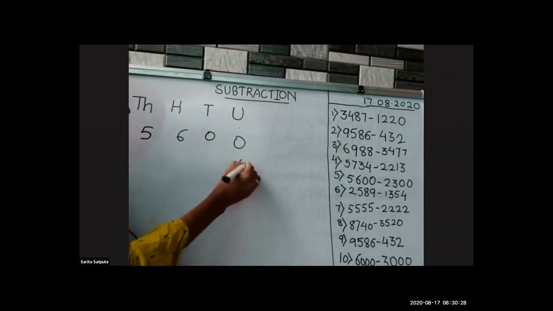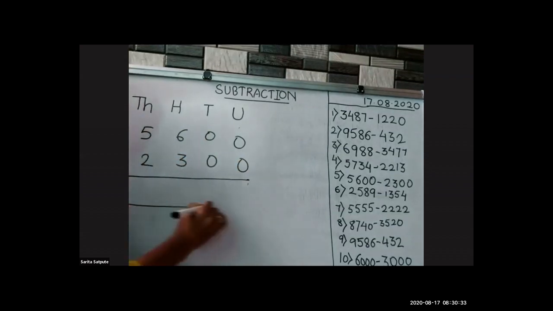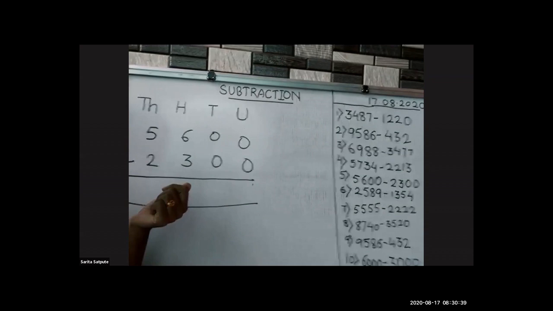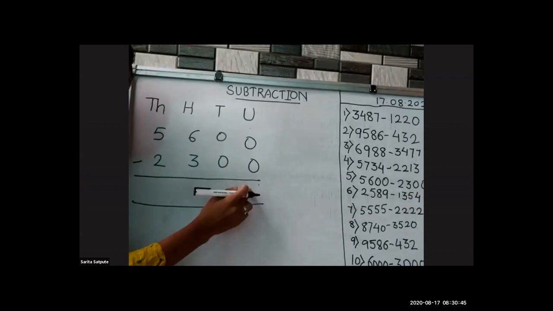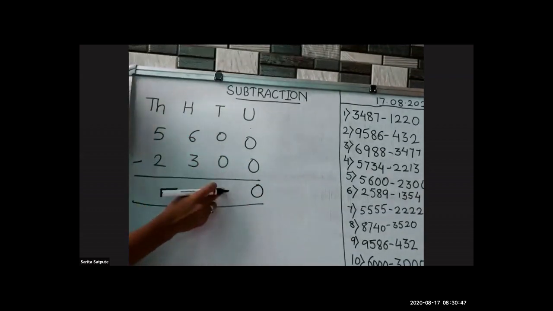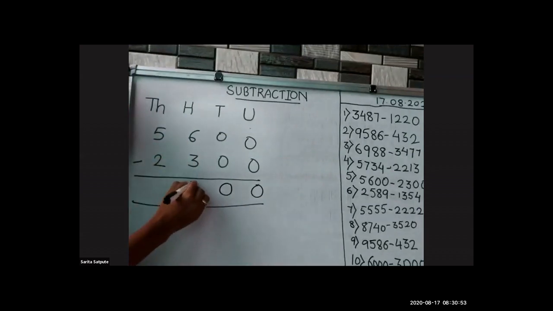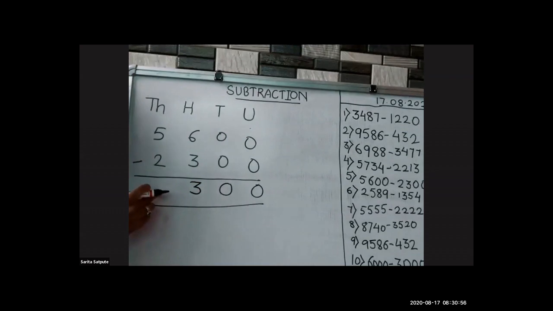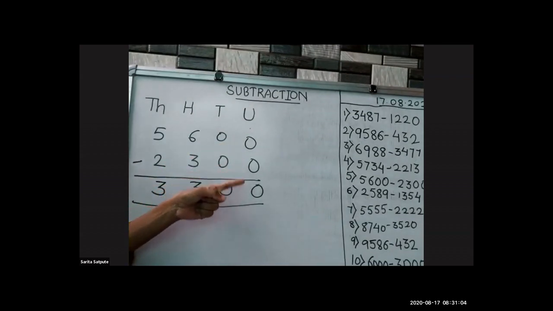5,600 and 2,300. Yes. Now, who is going to tell me the answer for this question? Madiha. Yes, Madiha, tell me. 0 minus 0? 0. Very good. 0 minus 0? 0. Very good. 6 minus 3? 3. Very good. And 5 minus 2? 3. So this is the example that I explained to you, that if you are subtracting a number from the number itself, then your answer is going to be 0.